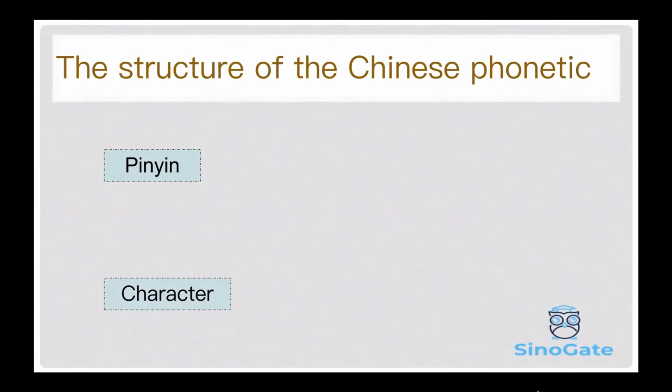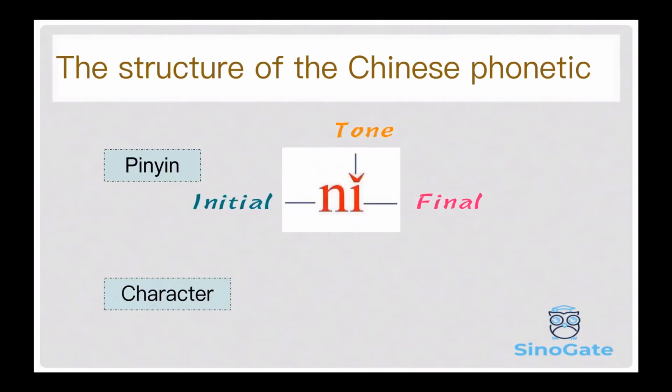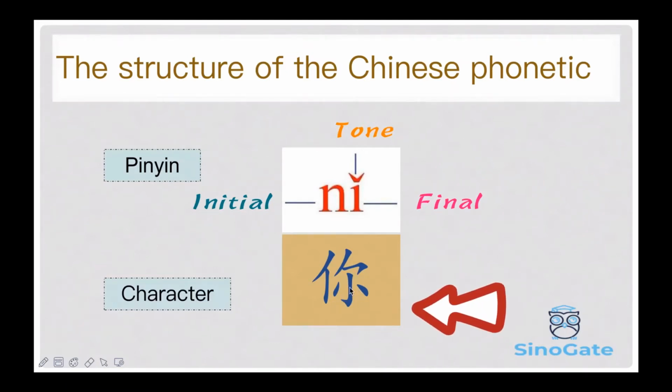So you can see from now on, you will always see two parts. First part, the pinyin. And second part, the character. Now let's see. The pinyin has three parts: initial, final, and tone. And second part is the Chinese character. But keep one thing in your mind. This is Chinese, the target language.